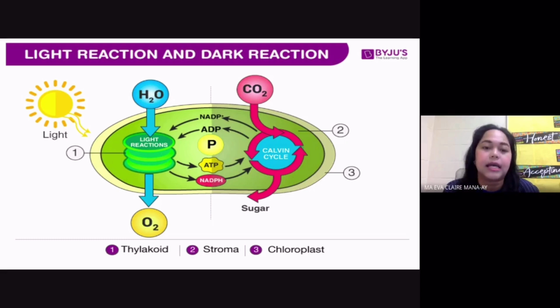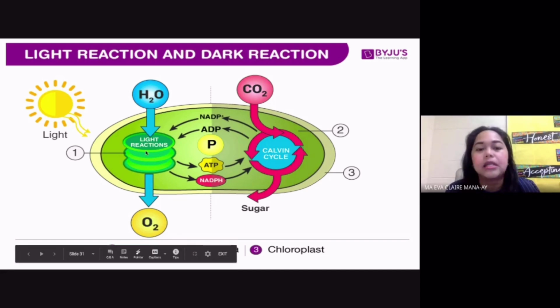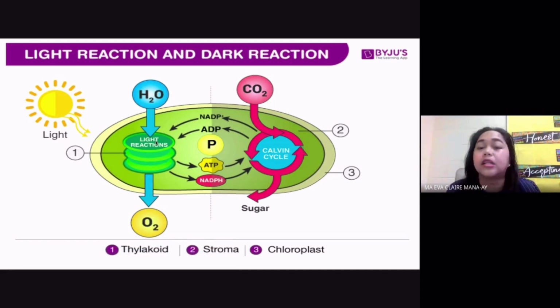Going back to photosynthesis, it has two steps: the light reaction, or light-dependent reaction, and the dark reaction, or light-independent reaction, also called the Calvin cycle. In the light reaction, two processes happen. Light energy, or sunlight, is converted into chemical energy, ATP and NADPH. Another thing, water is converted into oxygen gas.